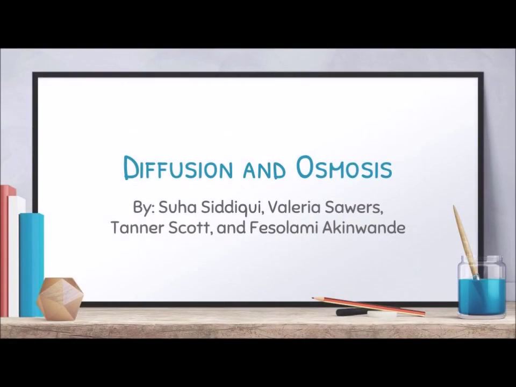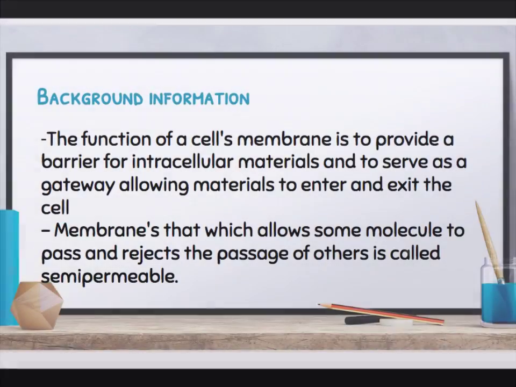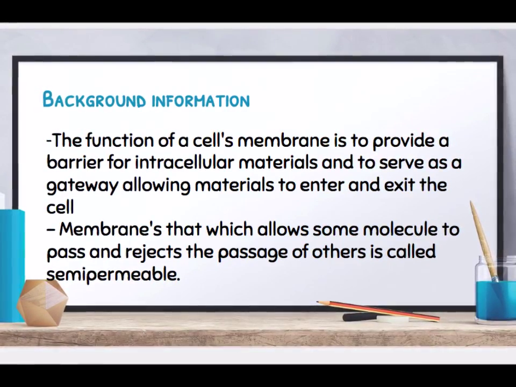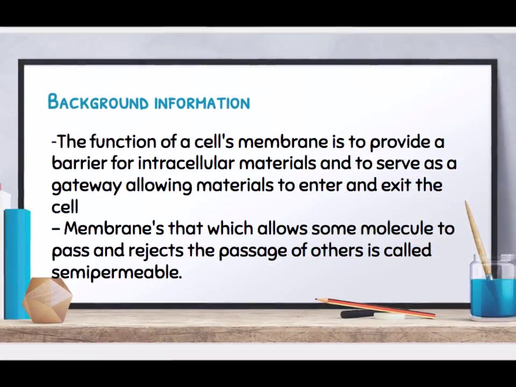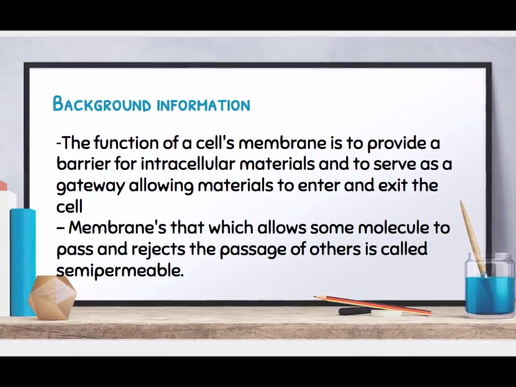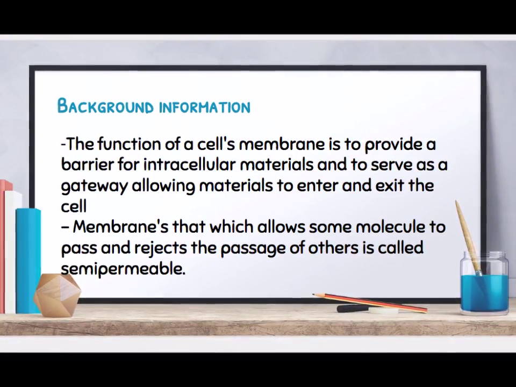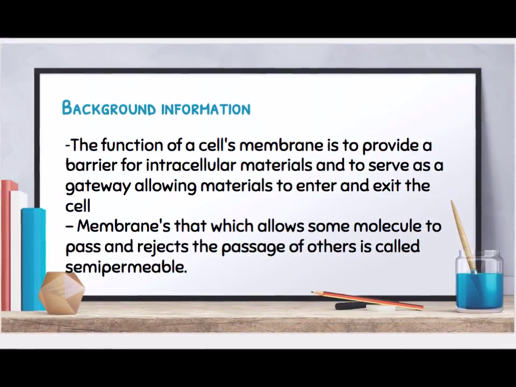Diffusion and osmosis. The function of a cell's membrane is to provide a barrier for intracellular materials and to serve as a gateway allowing materials to enter and exit the cell. Membranes which allow some molecules to pass and reject the passage of others are called semi-permeable.